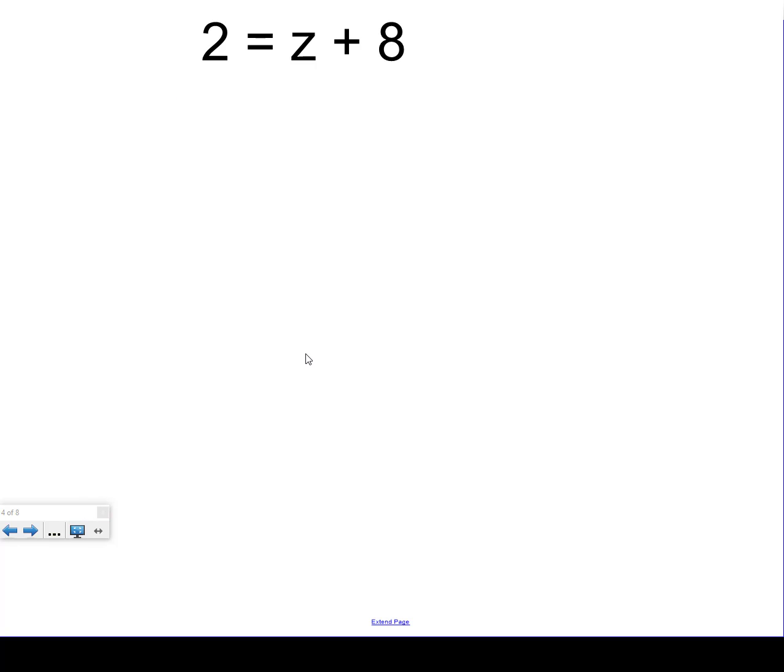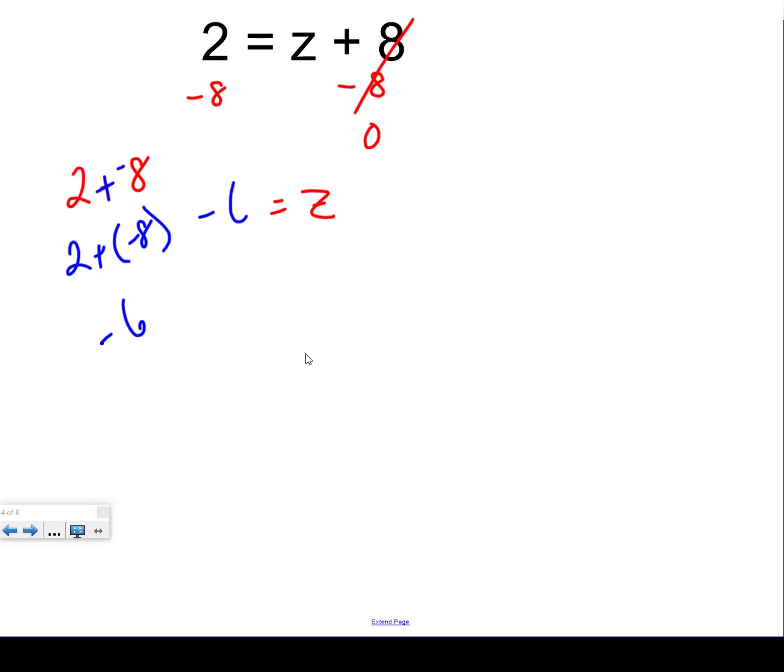We're going to solve this one. Again, we want letters on one side, numbers on the other side. It's okay that the letters are on the right, and it's okay that the letters sometimes are on the left, as long as they are separated. So I'm going to move this 8. I have a plus 8, so I have to do the opposite, which is a minus 8. Because that gives me 0, and all I have left on this right side is z. What I did to one side, I have to do to the other side. And so now I have 2 minus 8. Remember that I want an addition problem, so I change the sign. So I have 2 plus a negative 8. Signs are different. I subtract and I take the sign of the bigger number, and so I find z equals negative 6.